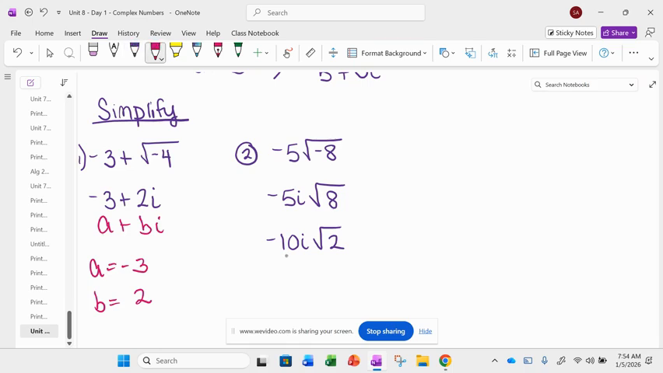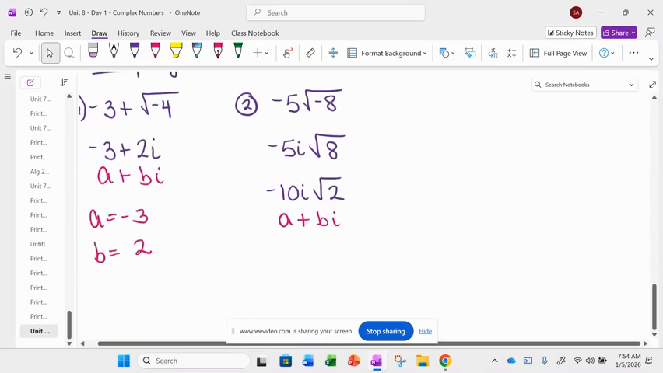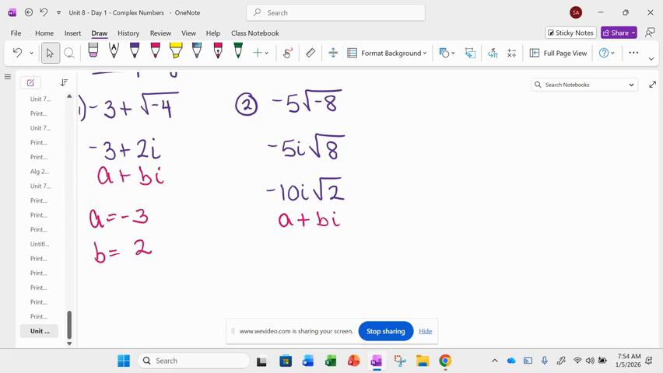Now, if I wanted to write this in a + bi form, would that -10i root 2 go with the a or the b or a little bit of both? What do you think? That would all go with the b since it's attached to the i. Is there an a written down right now? No. So if we wanted to write this in the complex form, it would be 0 plus -10i root 2.